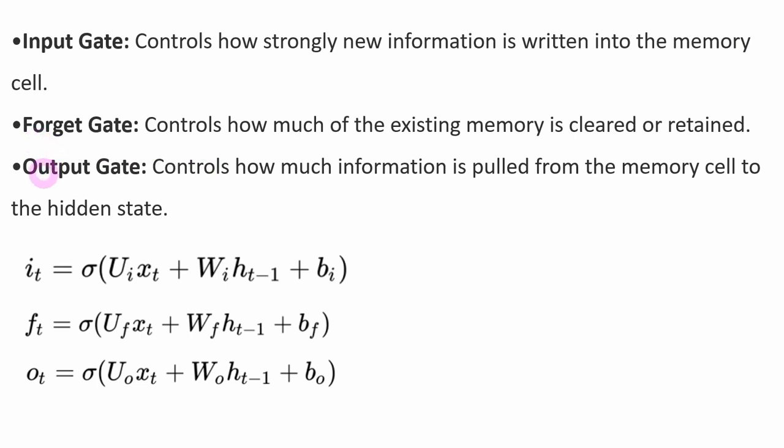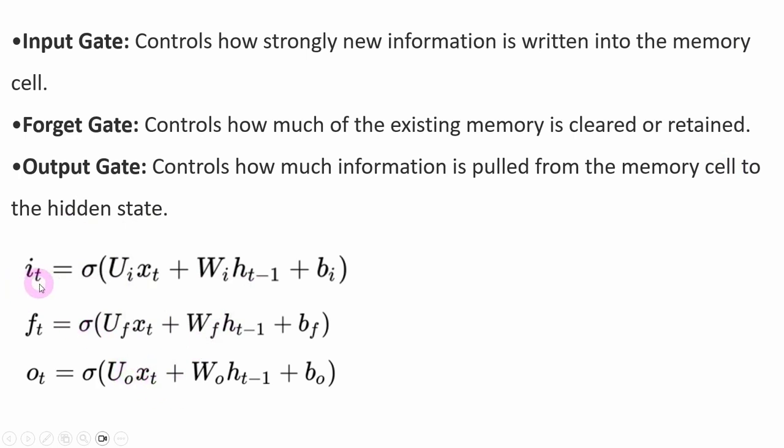Third, the output gate. It controls how much information is pulled from the memory cell to the hidden state. This determines what the network actually outputs at the current time step. Each gate is computed using a similar formula. For example, the input gate at time t is.